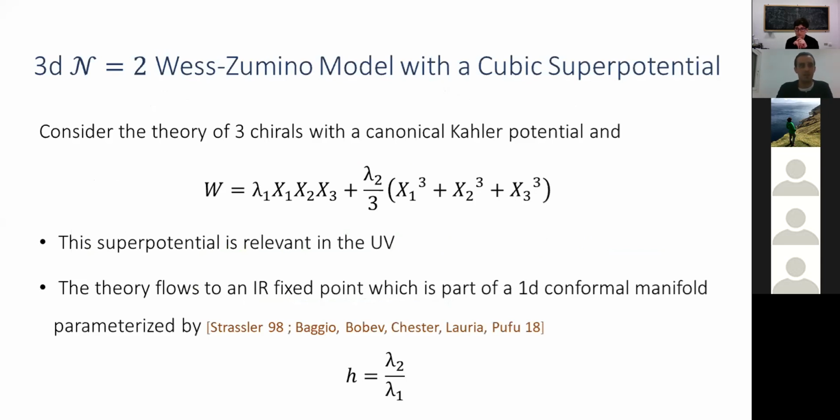Let's now turn to 3 dimensions and look at this simple Wess-Zumino model. So we look at a 3D N=2 Wess-Zumino model. We have here 3 chiral fields X and this cubic superpotential. And this superpotential is relevant in the UV and it flows in the IR to a fixed point. It is part of a 1-dimensional conformal manifold. It is parameterized by the ratio of lambda 2 and lambda 1. So we called it h as usual. This is the parameter on the conformal manifold.